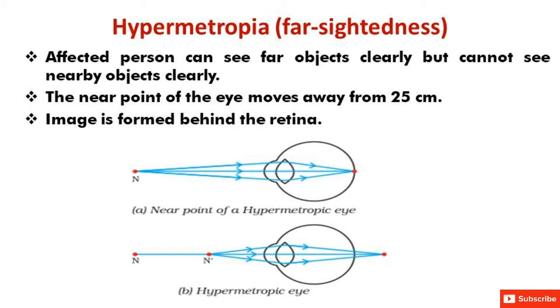So hypermetropia में हम nearby object को clearly नहीं देख पाते. The near point of the eye moves away from 25 cm. 25 cm से ज़्यादा हो जाती है. Image is formed behind the retina. और image retina के पीछे बनता है, behind the retina. This is because the light rays from a close object are focused at a point behind the retina.